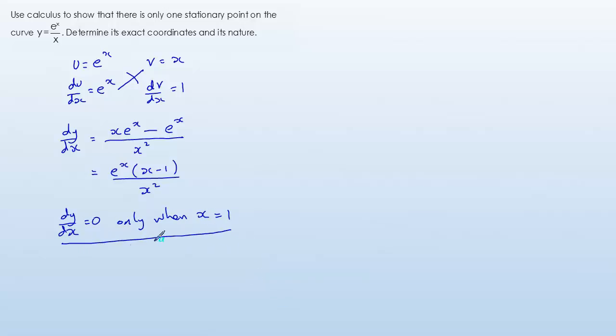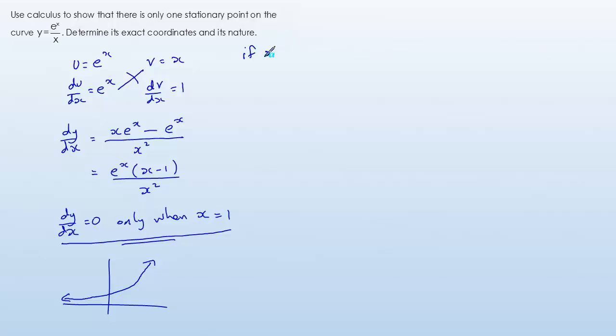Now let's just explain that. If we look at this expression, to have it equal to 0 means that the numerator has to be 0. e^x can never be 0. Think about the graph of e^x. The axis is an asymptote, it never reaches it. So e^x is never 0, so this can only be 0 when x is 1.